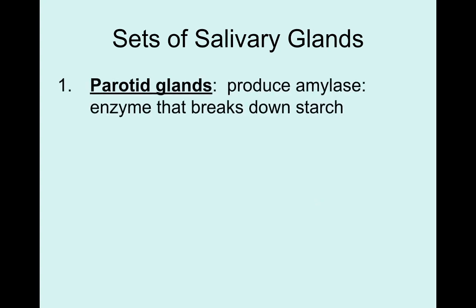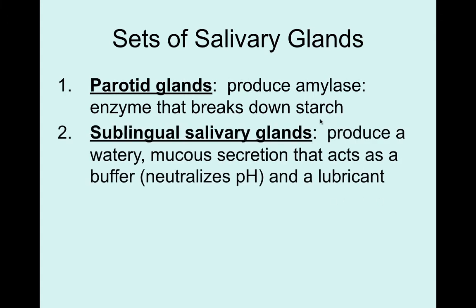The first set are called parotid glands. The parotid glands produce amylase, which I just talked about is the enzyme that breaks down starch. The sublingual salivary glands, the parotid glands, I'm thinking, are in front of your jawbone.